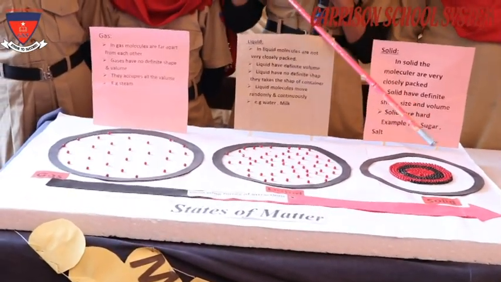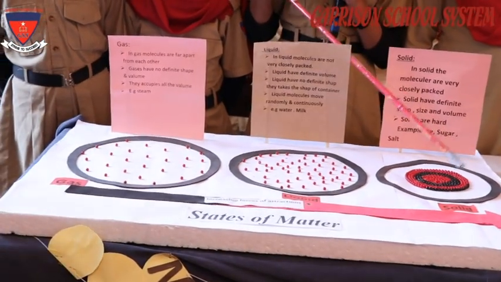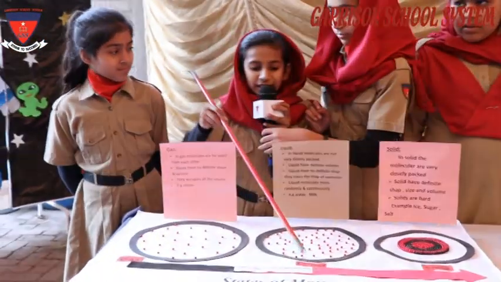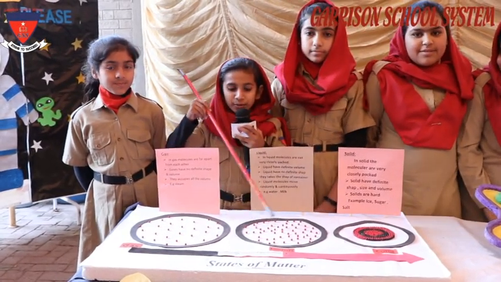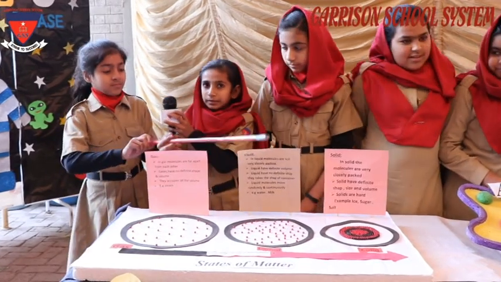Solid. In solid, the molecules are very closely packed. They do not have space between them. That is why solids have a defined shape, size and volume. Liquids. In liquids, the molecules are not very closely packed. There is some space between them. That is why liquids do not have a defined shape but have a defined volume.